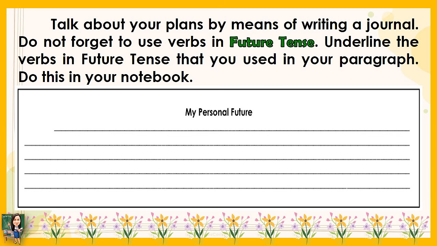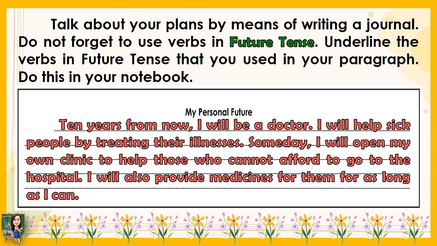I'll give you an example of writing a journal using verbs in future tense. 10 years from now, I will be a doctor. I will help sick people by treating their illnesses. Someday, I will open my own clinic to help those who cannot afford to go to the hospital. I will also provide medicines for them for as long as I can. So the verbs that I use in future tense are will be, will help, will open, will also provide.